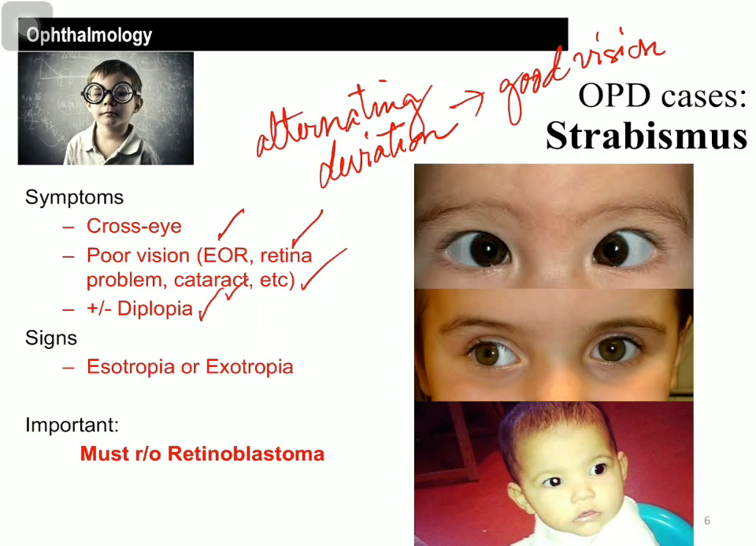You should also be careful when you encounter children up to 5 years old or 7 years old with deviation. Why? Because eye deviation can be a presenting sign of retinoblastoma. It is a very lethal cancer, which can easily be cured by removing the affected eye. In this case, the patient here shows eye deviation associated with leukocoria or white pupil.